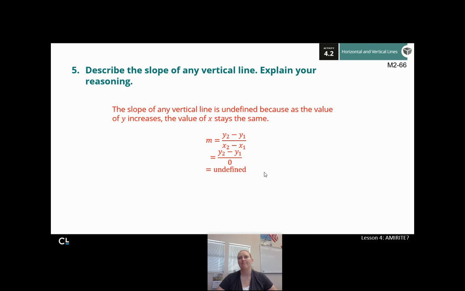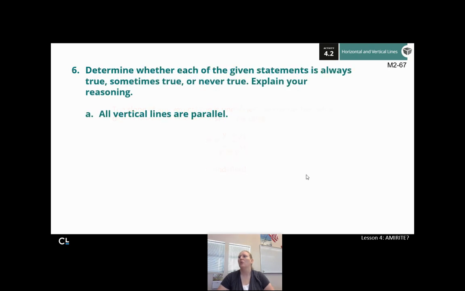It's undefined. Fair enough. So horizontal lines are so flat that they have no slope. They have a 0 slope. And vertical lines are so steep that their slope is undefined. That's rough. Let's go to question number 6 then. And I just want you to determine whether each of the given statements is always true, sometimes true, or never true, and tell me why.